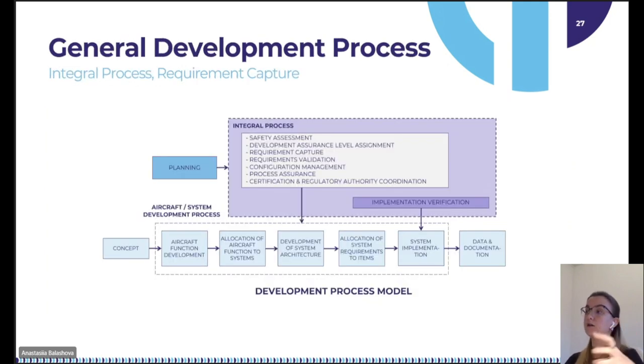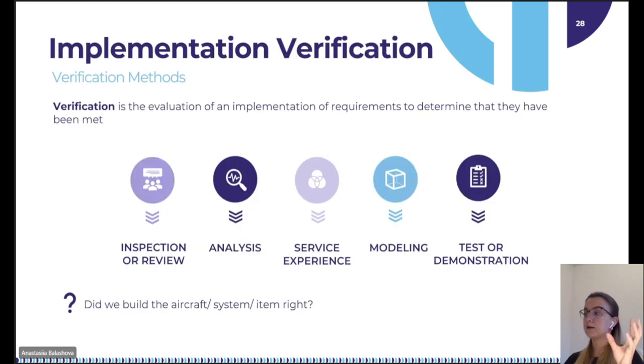So let's focus on the verification process because it's common to hear the V and V process. Let's talk about the second V. So verification is the evaluation of an implementation of requirements to determine that they have been met. The process answers the question, did we build the aircraft system function item right? As it was for validation, several methods may be required for the verification process.